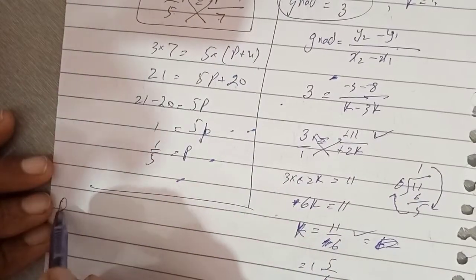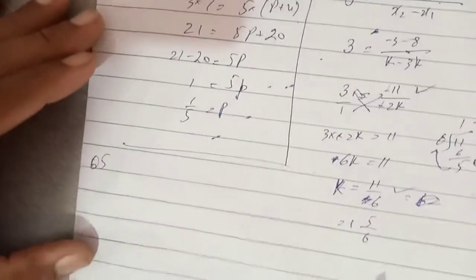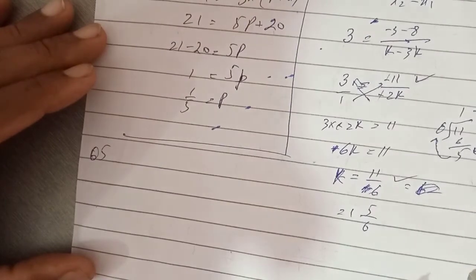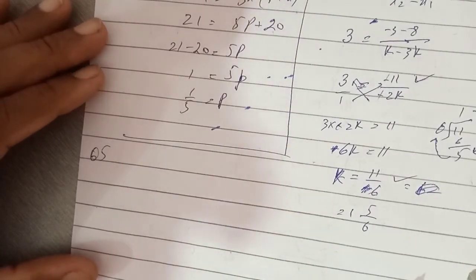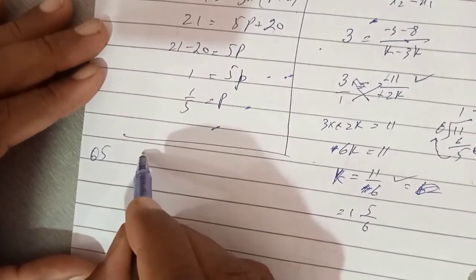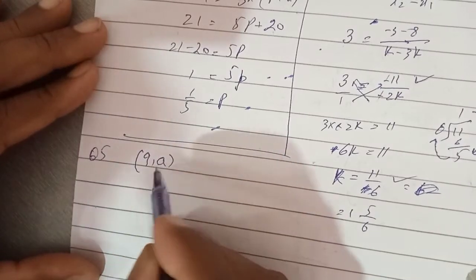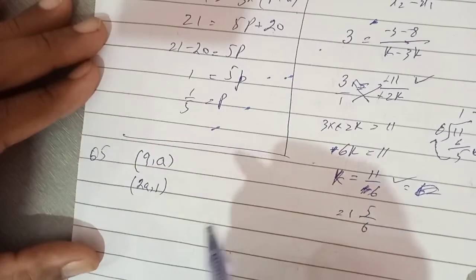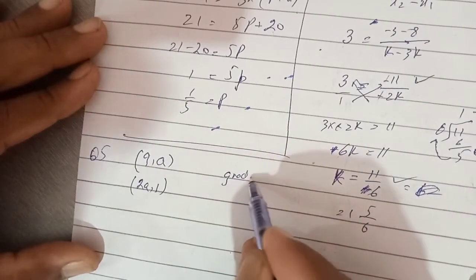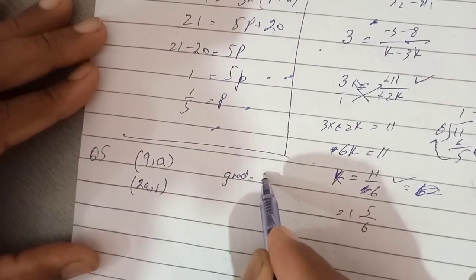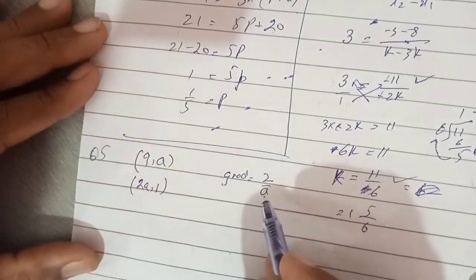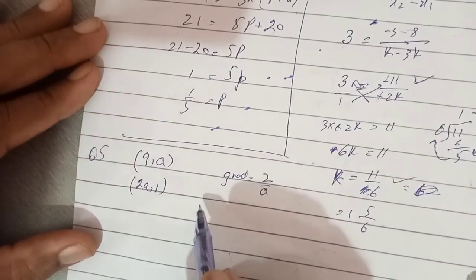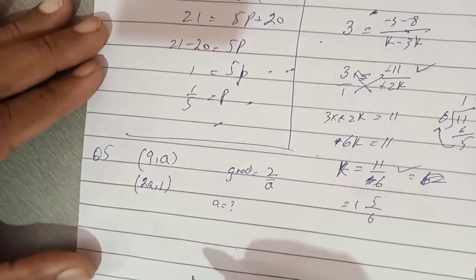Now I do question number 5, which is intermediate level. The gradient is also given. Two points are given, 9 comma a, and the other point is 2a comma 1. The gradient given according to the question is 2 by a, and we are asked the value of a. What is the value of a? It is to be found.